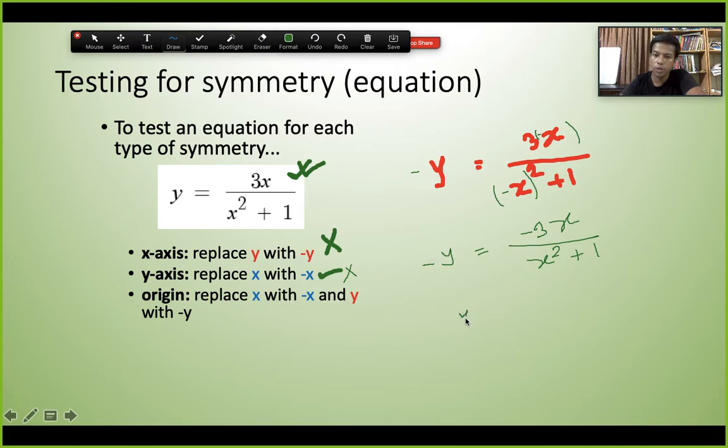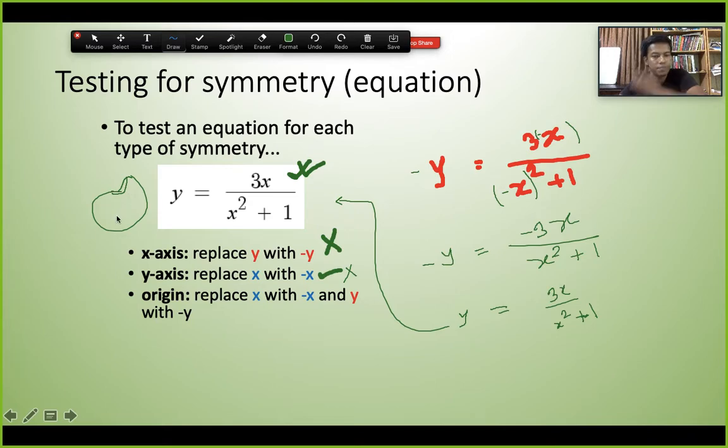Then we will get y equals to thrice x, then x squared plus 1. Then you see, this is actually matching. They are the same. This one and this one is same. That means this equation only has origin symmetry.